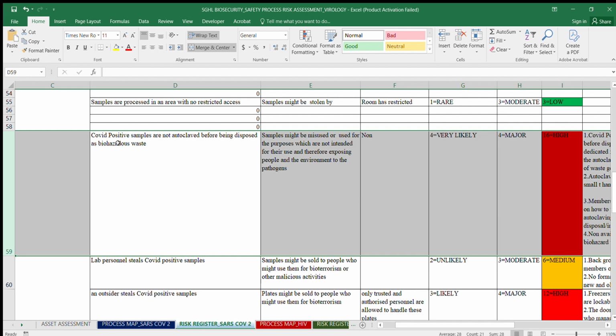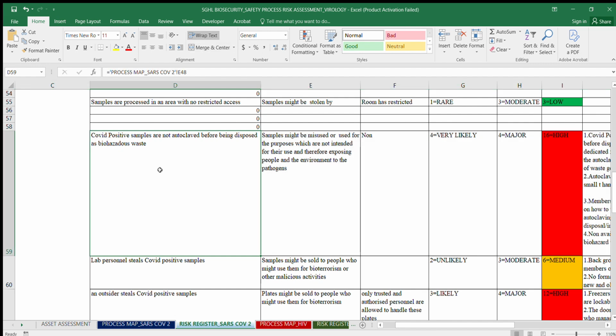Maybe the identified risk is that COVID positive samples are not autoclaved before being disposed of as biohazardous waste. So you do not autoclave your waste for confirmed SARS-CoV-2. You have samples that have been confirmed for SARS-CoV. Before you take them to the incinerator for incineration, you're supposed to autoclave them before they leave the lab for incineration, maybe outside of the laboratory area or sometimes outside the facility.